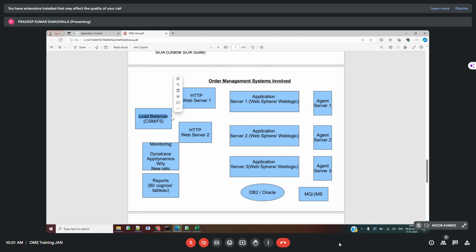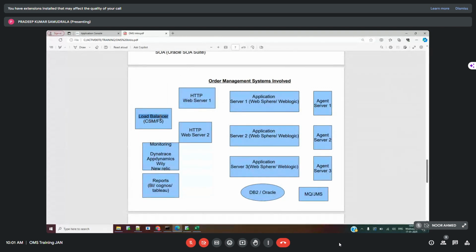And we have the load balancer. Load balancer is something we all know: whenever any particular server is going down, the other server will try to manage the entire volume of incoming calls which is being hit or invoked to our server. So this load balancer will take care of managing the load on each application.